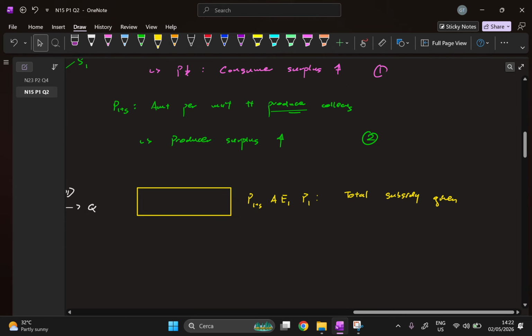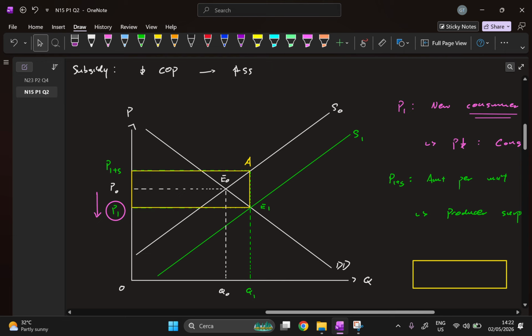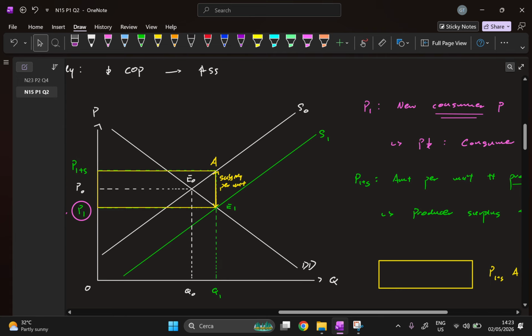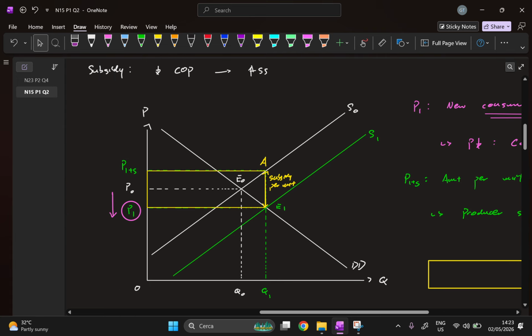And why is this? Because remember, any amount, whether it's revenue or tax or subsidy, is just P times Q, price times quantity. So what is the value of subsidy per unit? It's just here, right? AE1, this is my subsidy per unit. So do you see how I take my subsidy per unit, this vertical distance, and then I multiply it by the quantity that I trade from here all the way to Q1? So therefore, price times quantity, the total area of this, which is the area of the rectangle, gives me my total subsidy given.